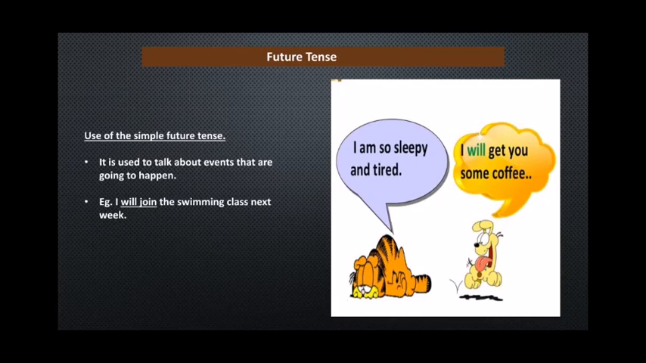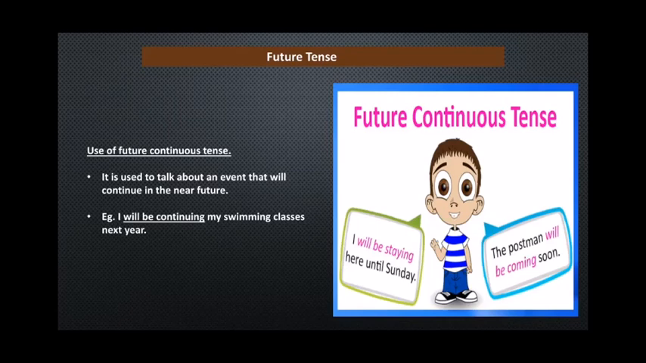Now, we will do the future continuous tense. Let's see the use. It is used to talk about an event that will continue in the near future. Example, I will be continuing my swimming classes next year. So, will be continuing is the future continuous tense.